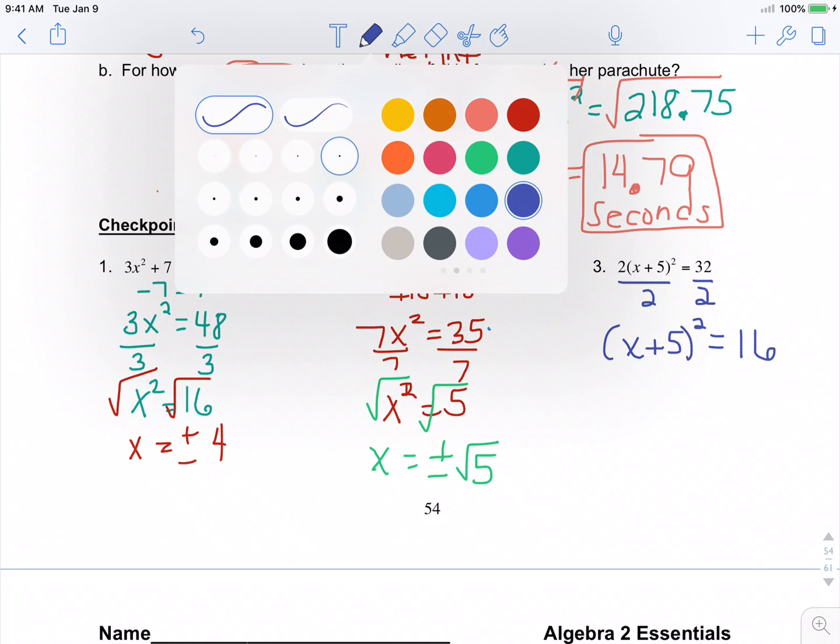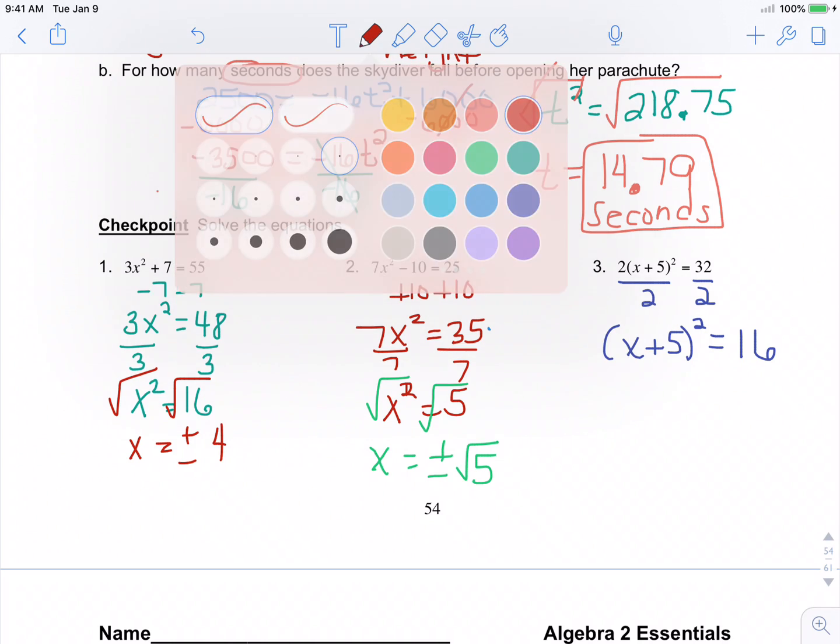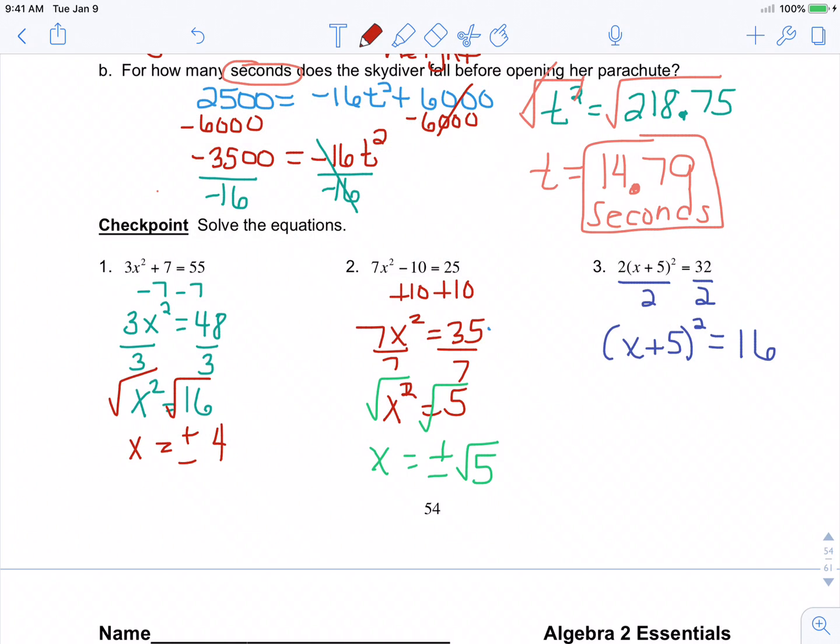All right, the next thing we have to do here is get rid of the thing that's squared. So the parentheses are still here. We're taking the square root of both sides. By doing that, the square and the square root cancel, and we have x plus 5. The square root of 16 is 4. Every time we take a square root, we use a plus and a minus in front.